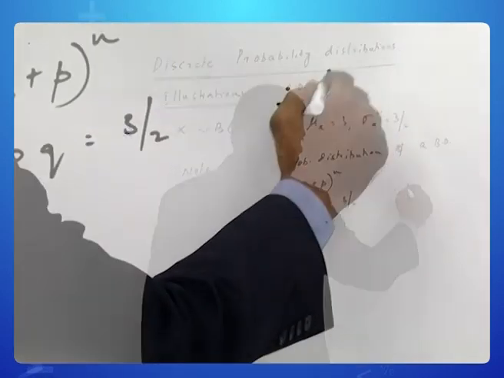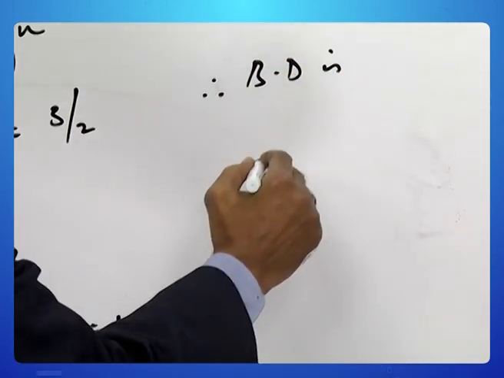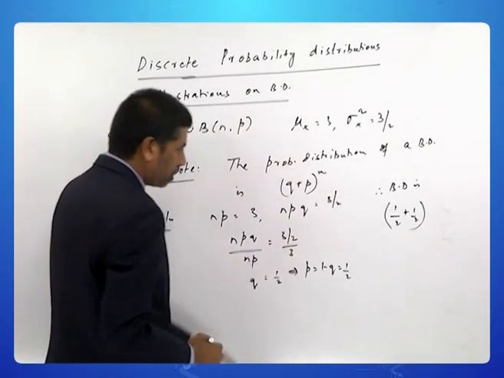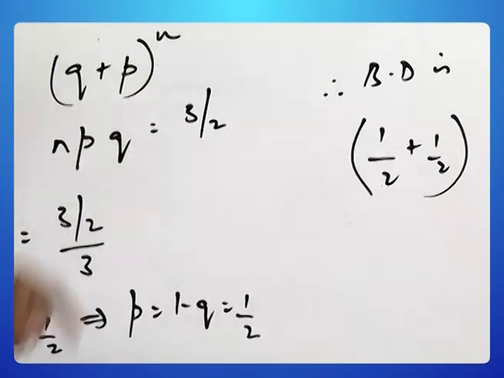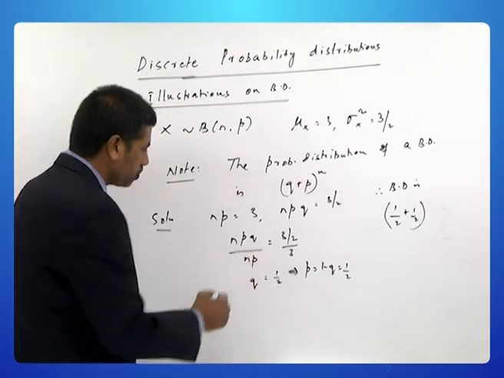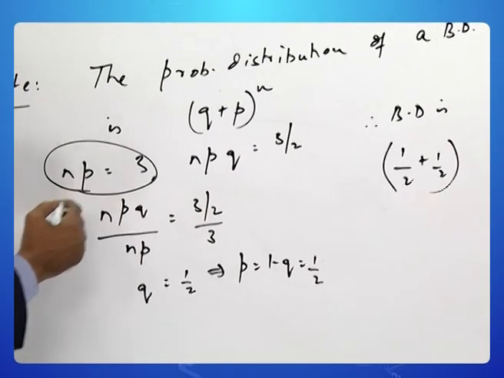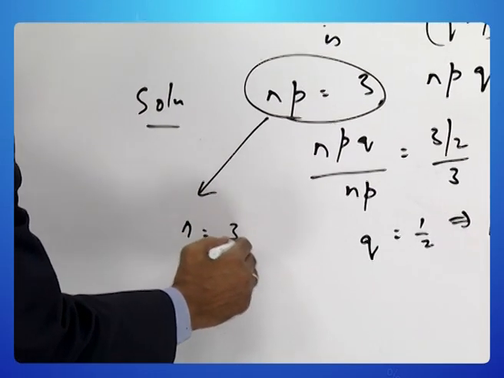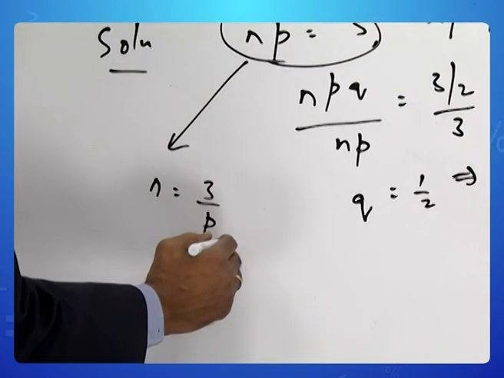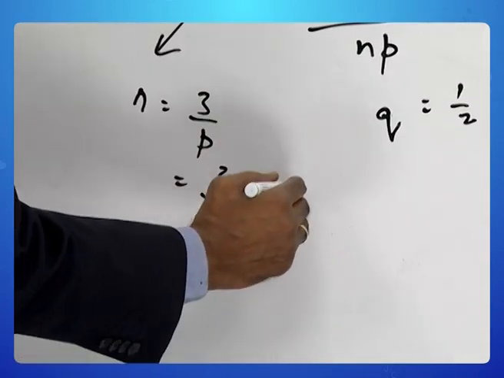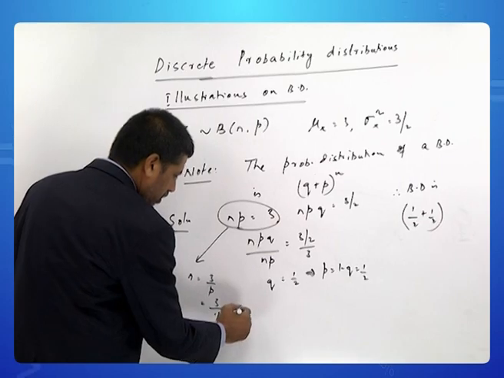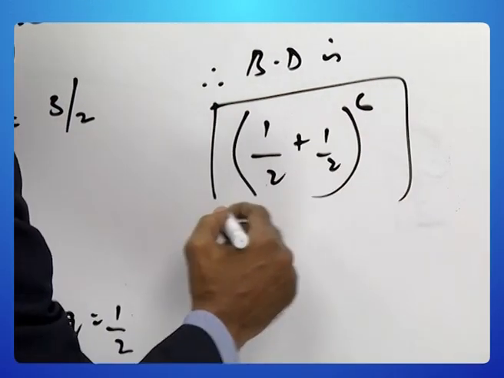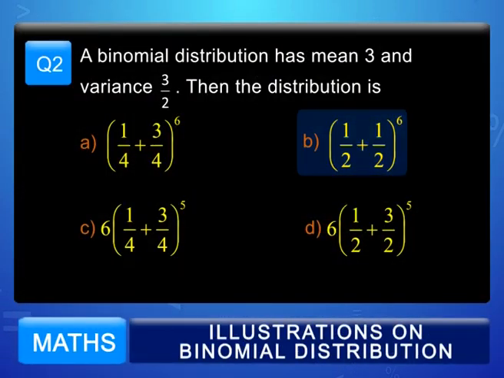Therefore, the binomial distribution is (half plus half) to the power of, now n has to be estimated. Once you have p and q values, you can go here and find out what is n. n is equal to 3 by p. This is 3 by half, which is equal to 6. So, the distribution is (half plus half) to the power of 6. And the correct option for this problem is B.